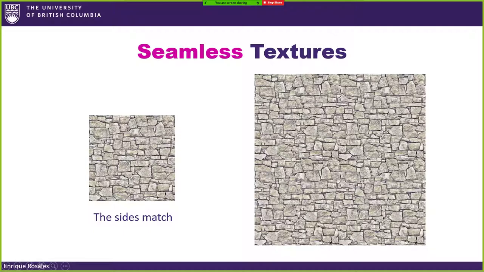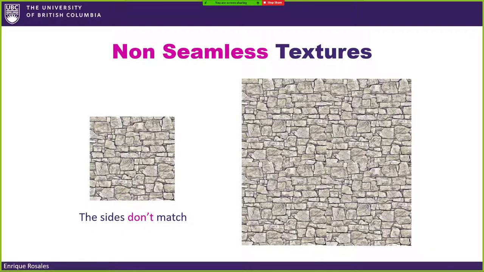In contrast, a non-seamless texture is a texture whose sides are not matching. So you can see the seams. You can see where that texture is not matching, where it's repeating.